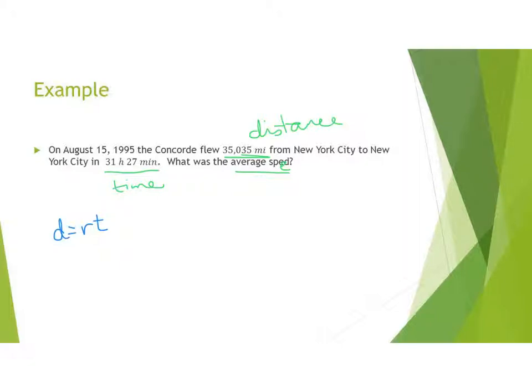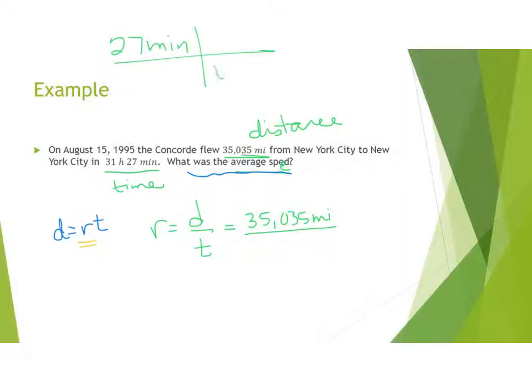So what was the average rate? I want to solve this for R, so I'm going to divide each side by T. So R equals distance over time. And then your units should work out. Now we can't put in hours and minutes, so let's switch our 27 minutes. If there are 60 minutes in an hour, then I'm going to get 0.45 hours.